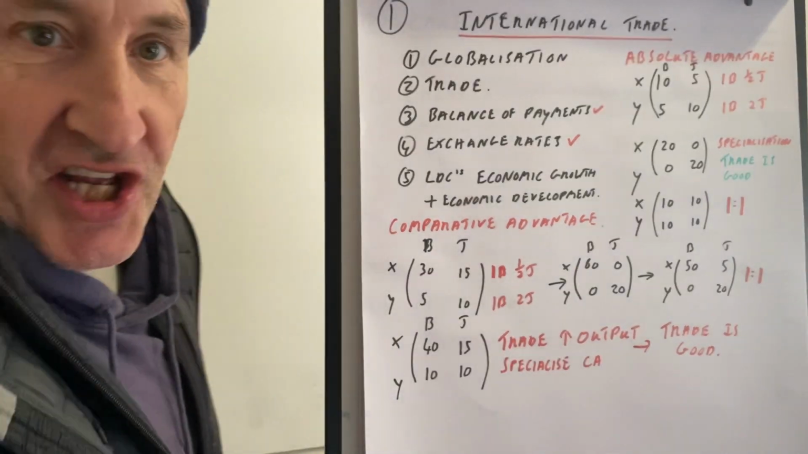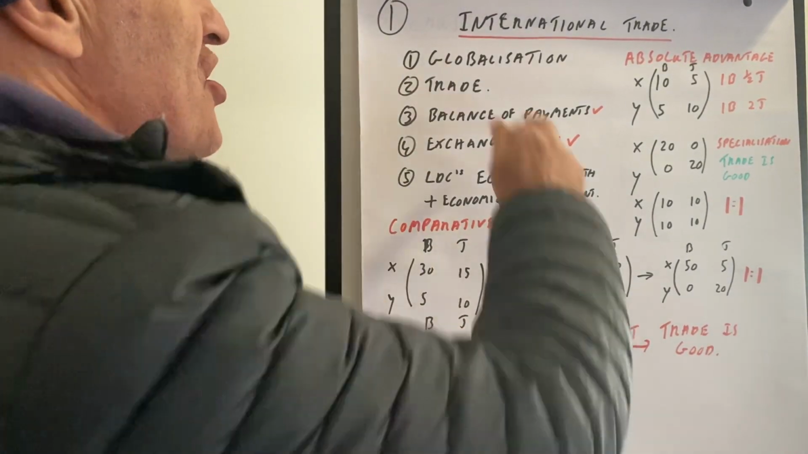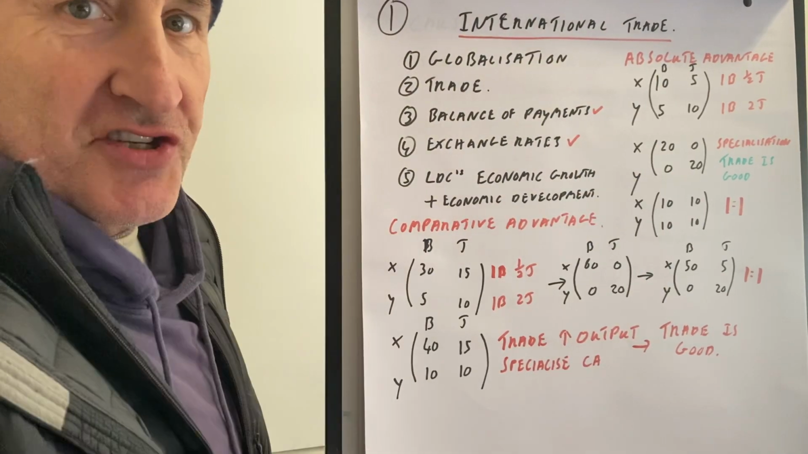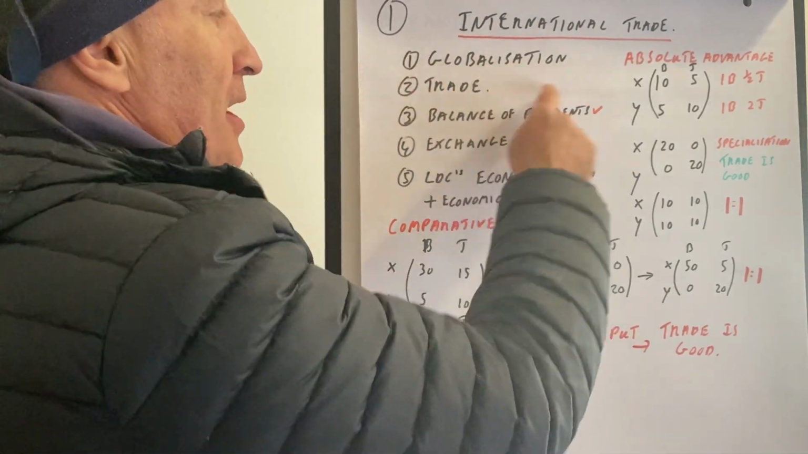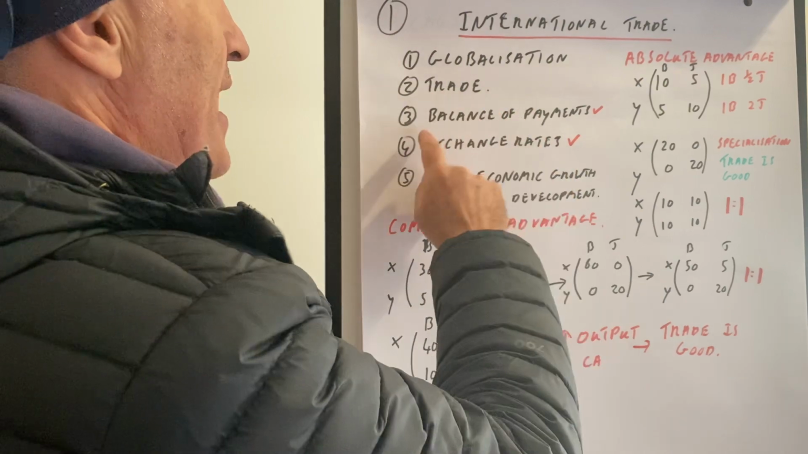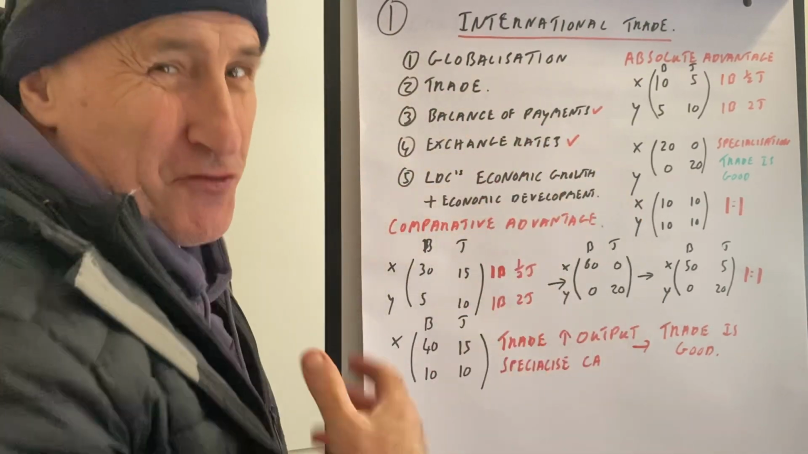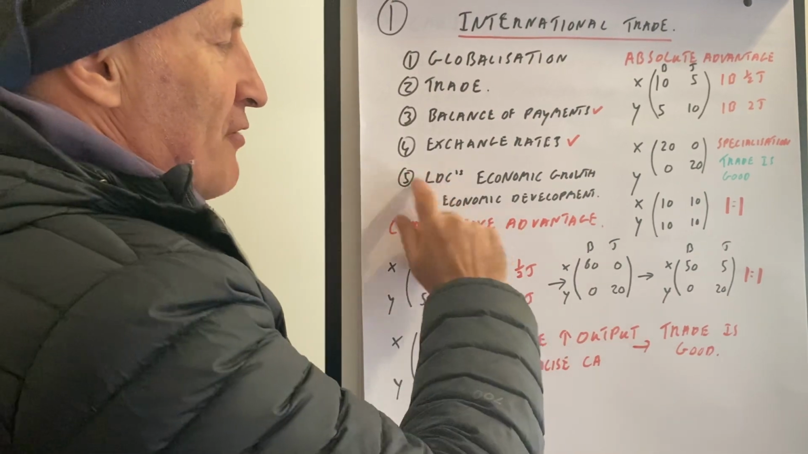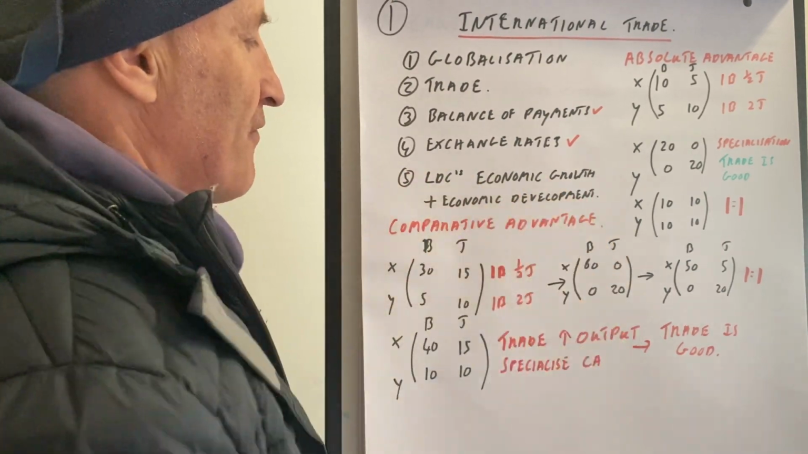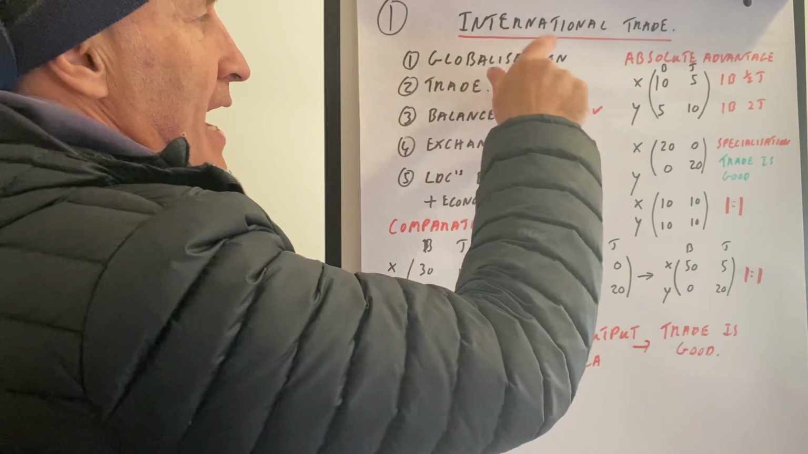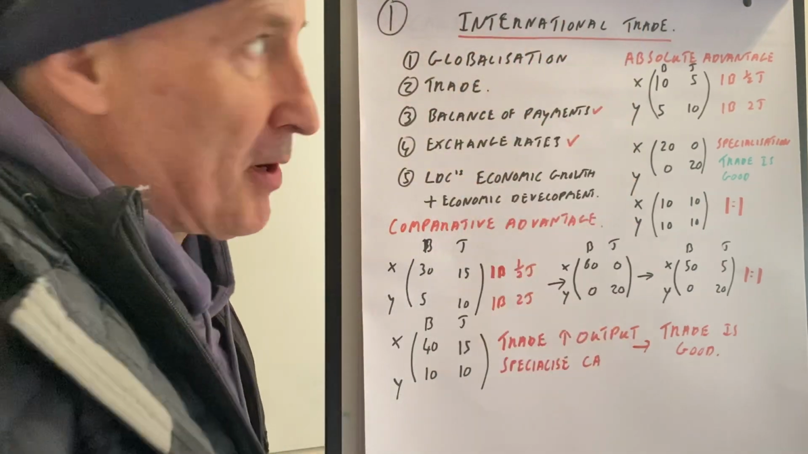Okay, good morning. This is number one of international trade. So these are the subjects that we'll be covering today: globalization, trade, comparative advantage, etc., balance of payments, exchange rates, which you've almost already done, LDCs, economic growth, and economic development. But right now we're looking at the international trade section, which is all about globalization.